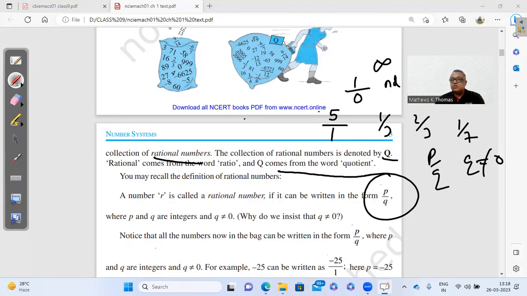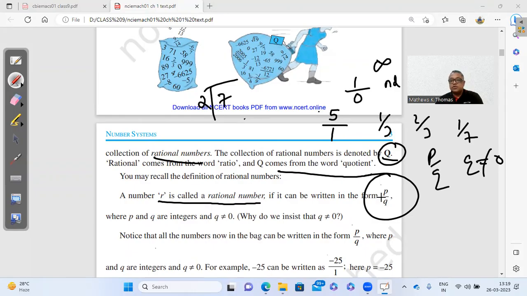where Q stands for the word quotient, right? When you divide something by something, 7 by 2, then what is happening? When you divide, you get a quotient. Now, because of that, the collection of rational numbers is represented by Q, right? Because Q stands for quotient. And R is called a rational number.